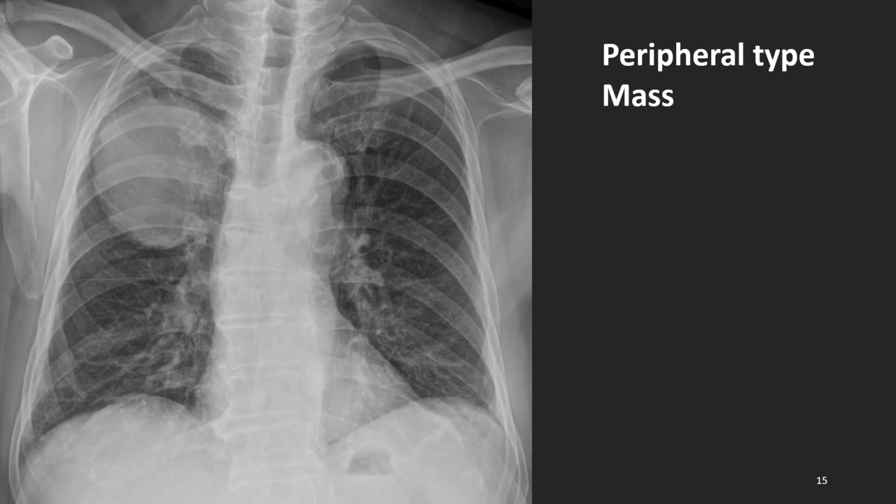Let's move to the peripheral type lung cancer on the chest radiograph. What do we see? On the right upper lobe, there is a big, huge mass, more than 7 centimeters here. Yes, we call them mass when it is more than 3 centimeters. Huge. Peripheral, more than 7 centimeters means T4 staging. Peripheral mass in the right upper lobe.